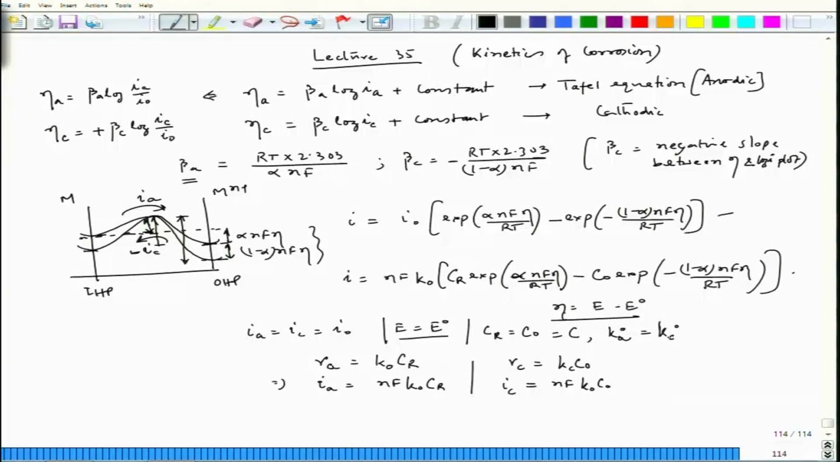If you go back in the last lecture you can find it. So, this I can consider as K0. So, I can replace this C with the Cr, with C as well as C, because I am considering that the concentration of both reductant and oxidant are the same. So, then from this equation I can get I0 equal to IA equal to IC equal to nFK0C, is not it?